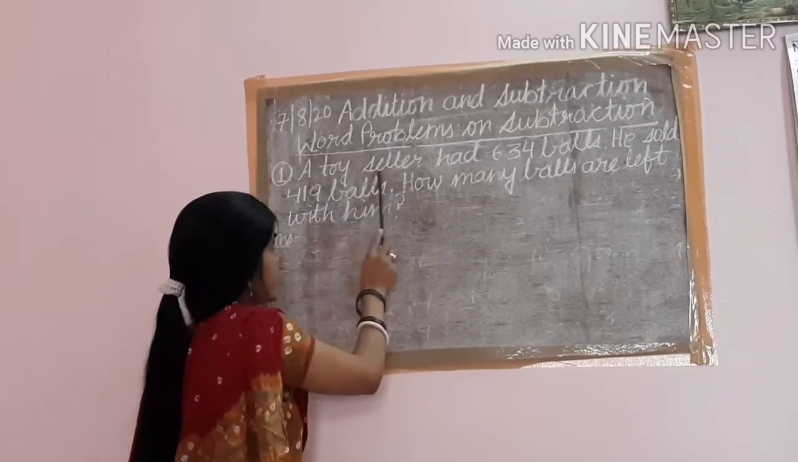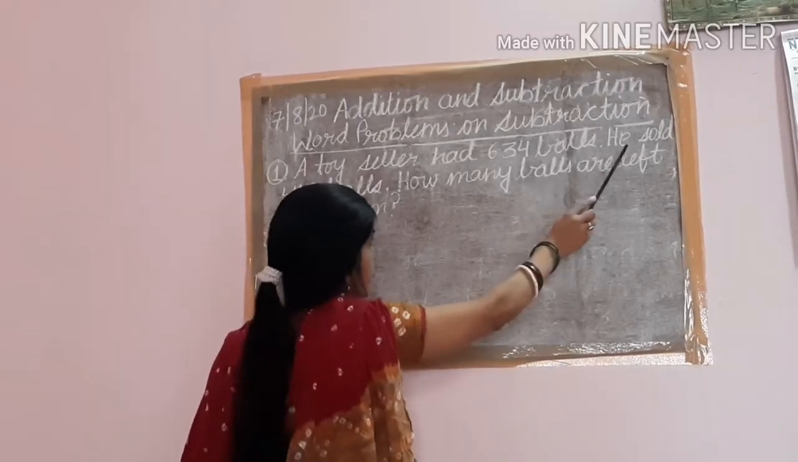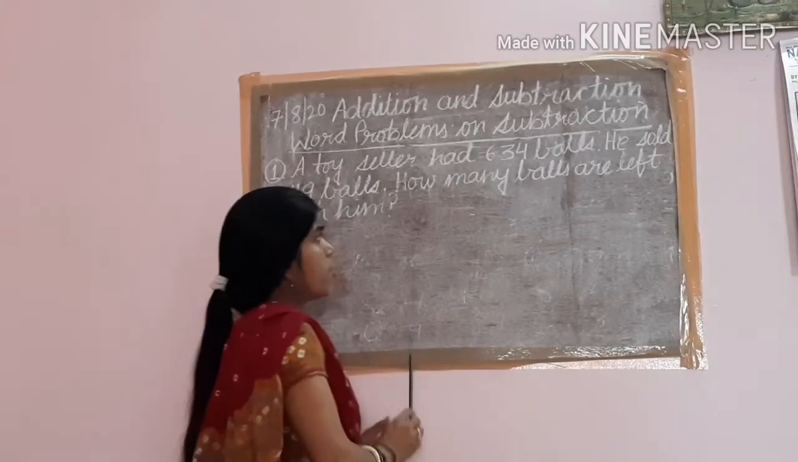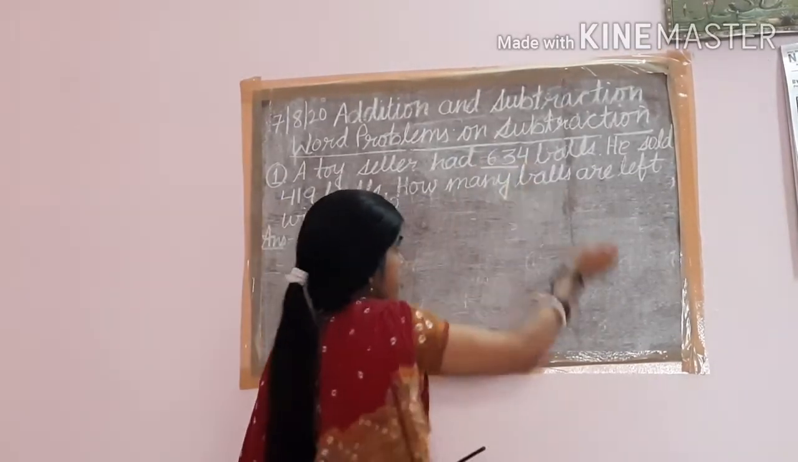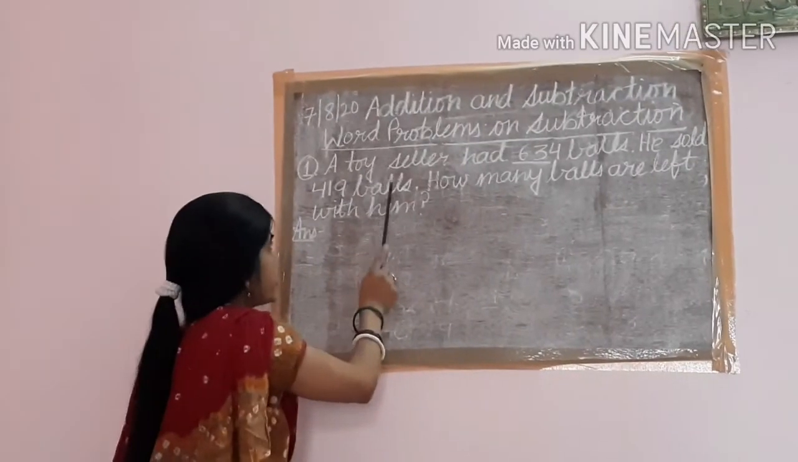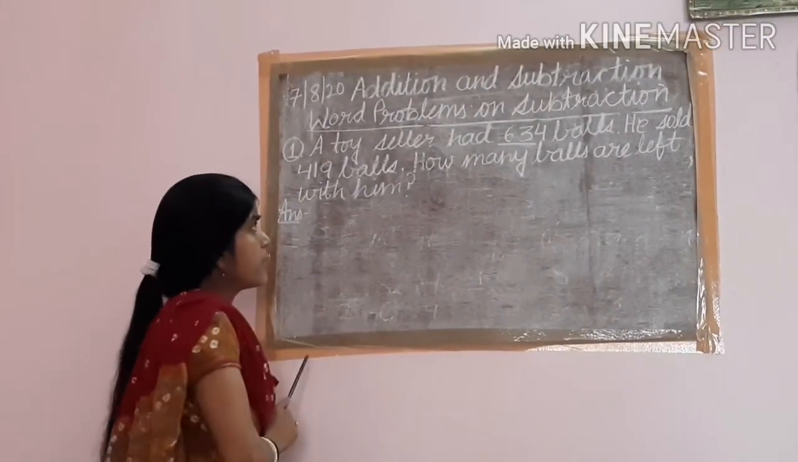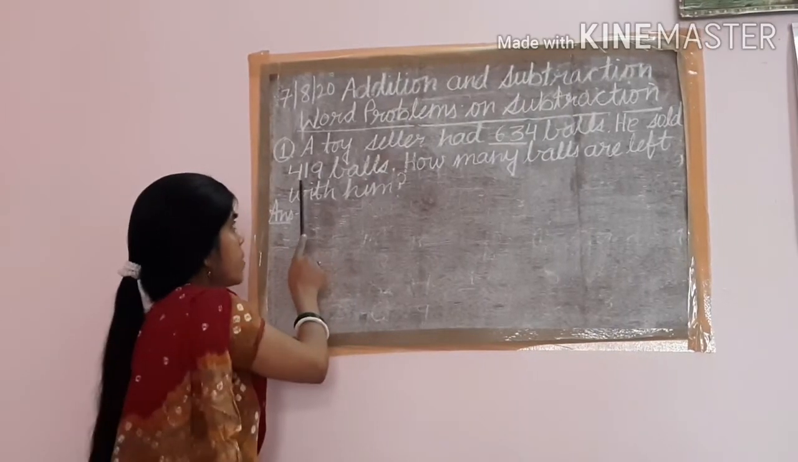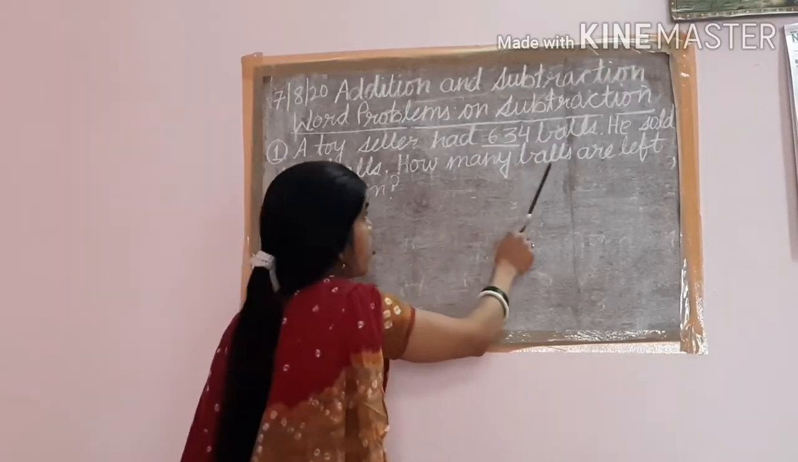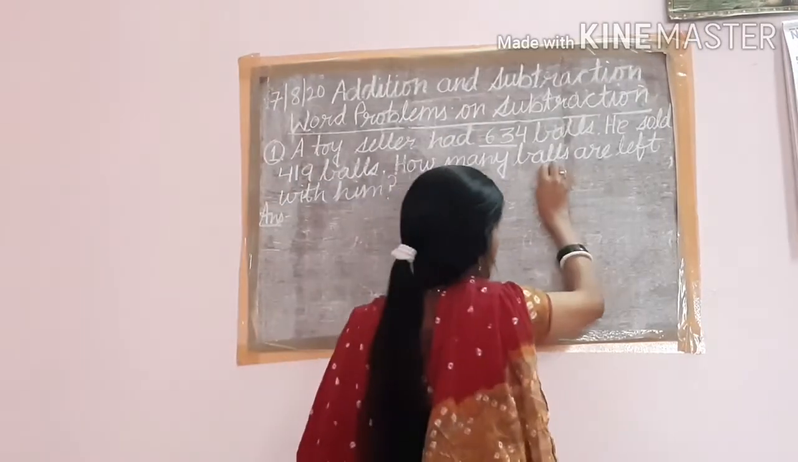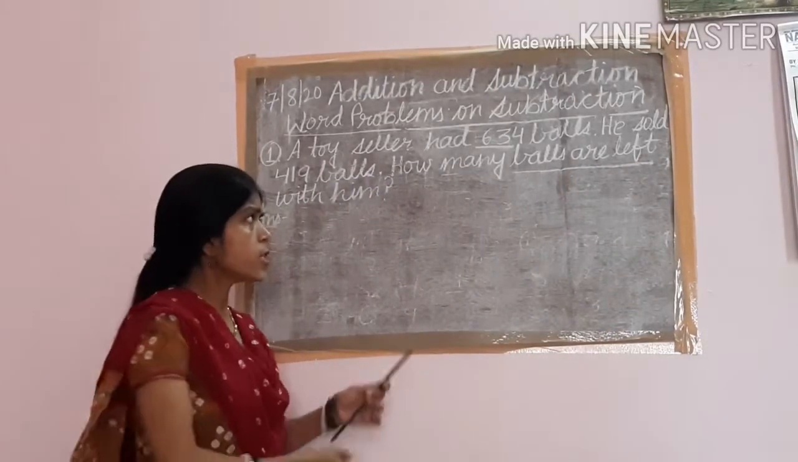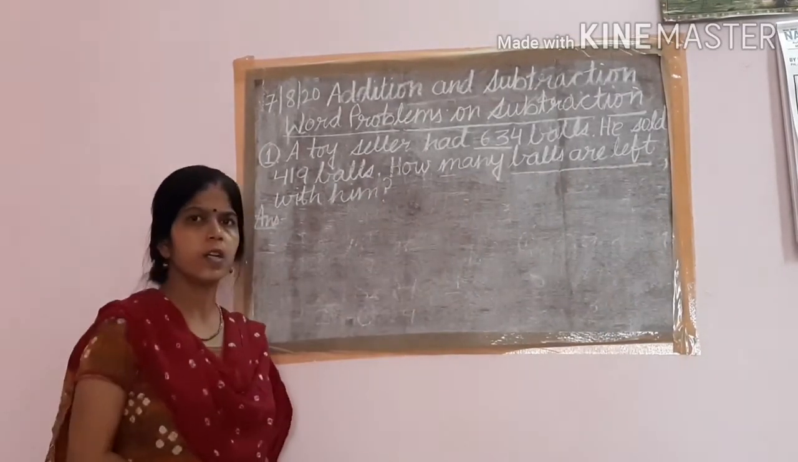Again reading, a toy seller had 634 balls. Who had? A toy seller. How many balls? Number given 634. Then he sold 419 balls. What did that toy seller do? Sold. How many balls? 419 balls. Then how many balls are left? Yes, I got it here. How many balls are left? So this shows that you have to do the subtraction.